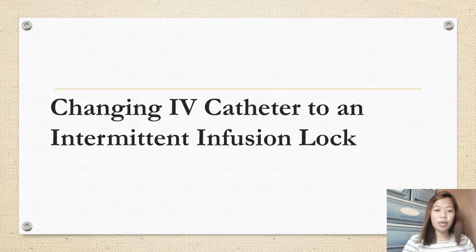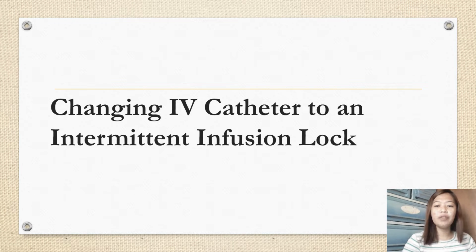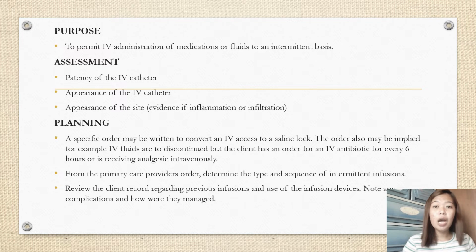Okay, let's proceed to the process: changing an IV catheter to an intermittent infusion lock. Purpose of the procedure: to permit IV administration of medication or fluids on an intermittent basis. Assessment: patency of the IV catheter, appearance of the IV catheter, appearance of the site, evidence of inflammation or infiltration. Planning: a specific order may be written to convert an IV access to a saline lock.